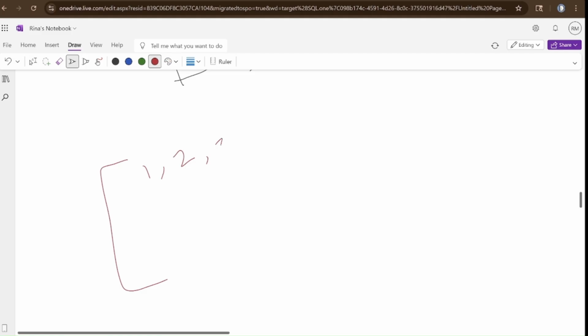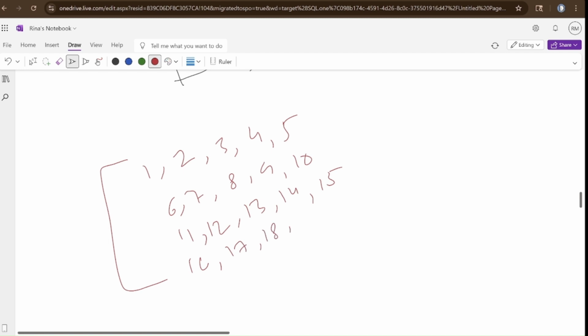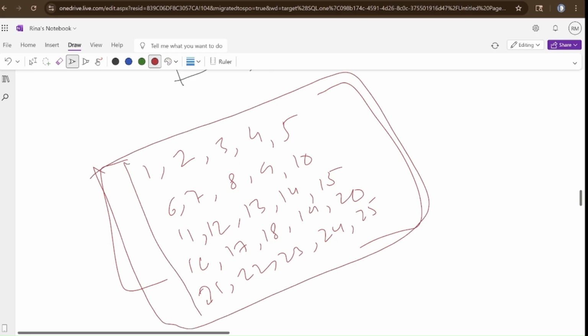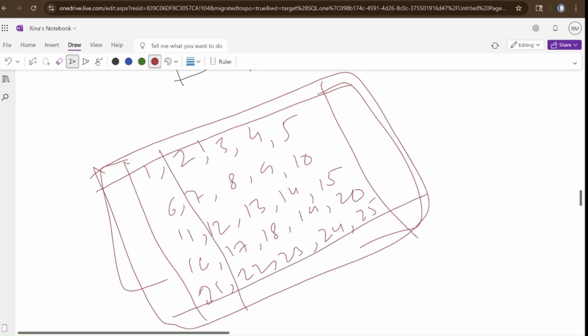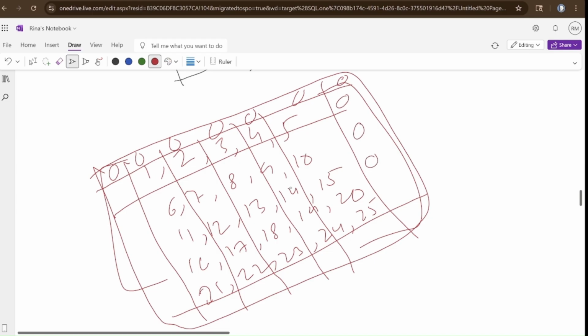Let's say 1, 2, 3, 4, 5, 6, 7, 8, 9, 10, 11, 12, 13, 14, 15, 16, 17, 18, 19, 20, 21, 22, 23, 24, 25. This is 5 by 5. Okay. Now what I am doing? I am adding one more layer on every side. So I am giving 0 for everyone. So 0, 0, 0, 0, 0, 0. It's like this. Okay. You get my point?